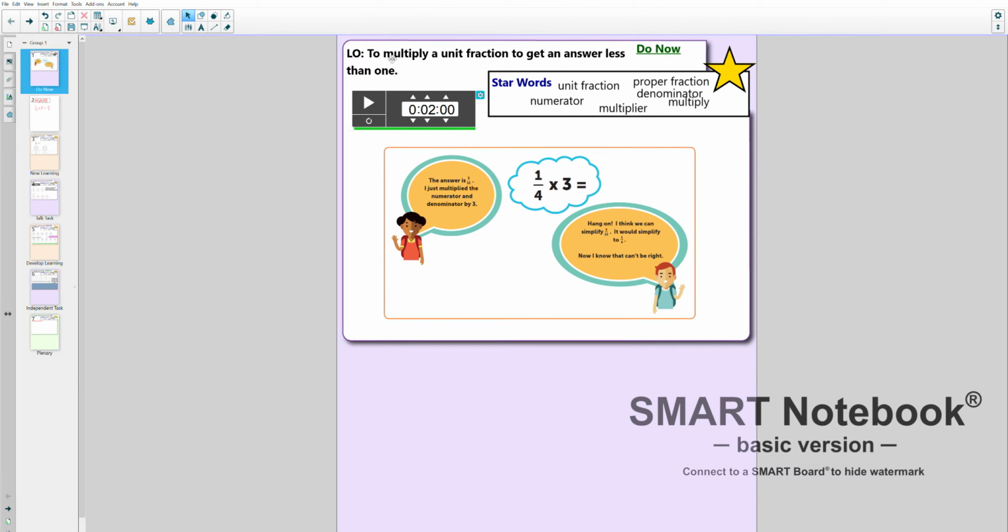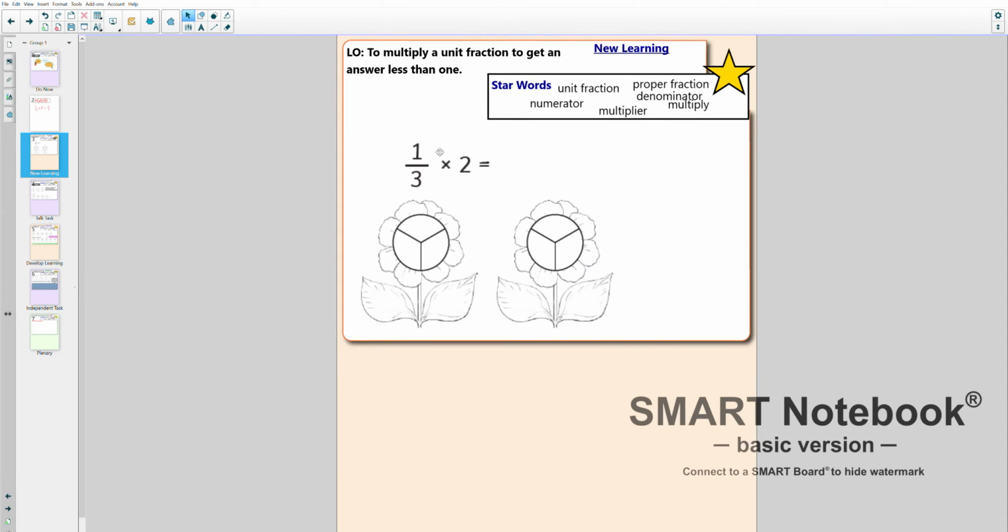But this isn't the only representation, and probably the eagle-eyed amongst you will have noticed that since our learning objective is to multiply a unit fraction, that's one of these, to get an answer less than 1, we're going to be in this sort of range. We're going to be dealing with quite small fractions today.